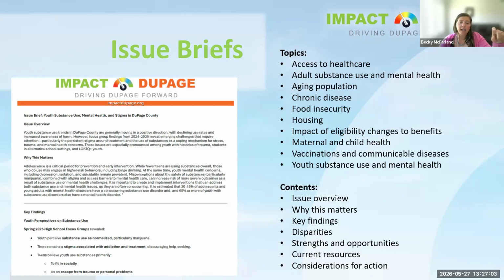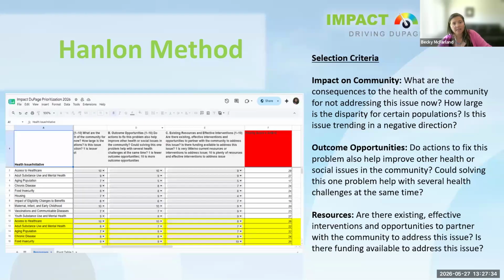And so we had an overview of whatever that issue was, why it matters, any key findings from the assessment. If there were disparities, we could call out any strengths and opportunities related to that topic, what current resources we had to address that topic, and then potentially considerations that could go in an improvement plan. So again, giving them a week or two to sit with those issue briefs before we did our official Hanlon method. And then we actually pulled our steering committee together for a special meeting to do this in person. And we used a modified version of the Hanlon method.